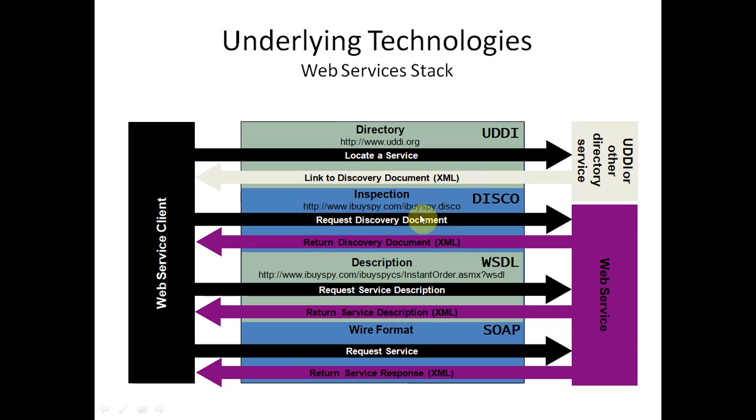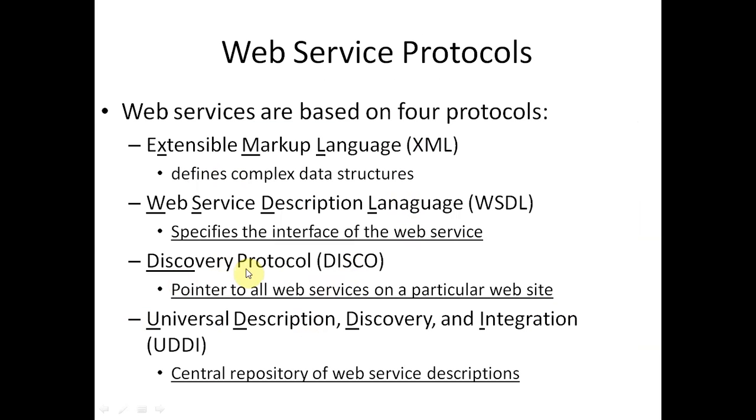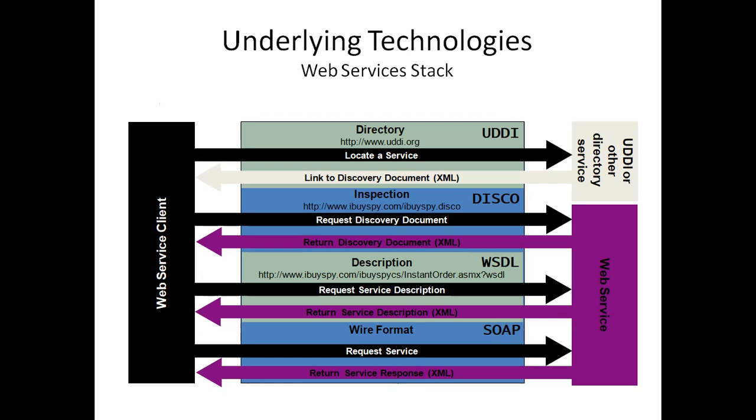Second, we are talking about the discovery document. Again, you can see the discovery protocol. We return the discovery document, which is the pointer to all web services. First of all, we find the repository by using UDDI. We will find the repository of web services.